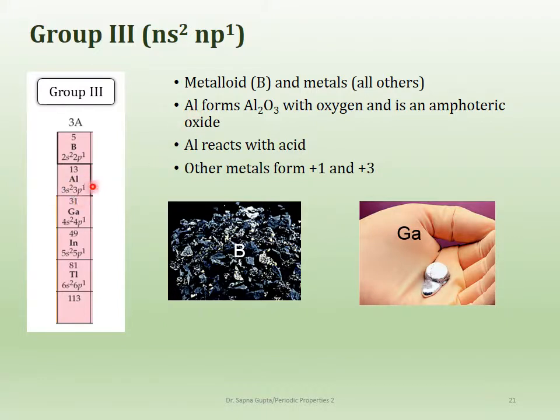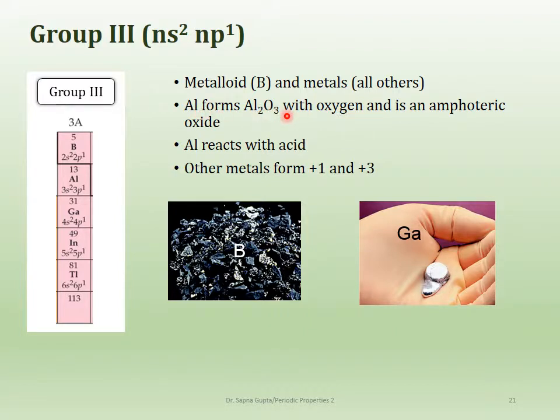It behaves more like a metal than a non-metal, although in some cases you will see that it can behave like a non-metal as well, but it's more called a metalloid. Further down the group, these are all going to be metals. When we say they are metals, it means that they react with acid. Non-metals typically do not react with acids.